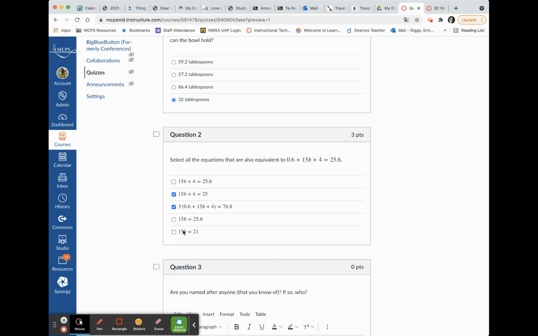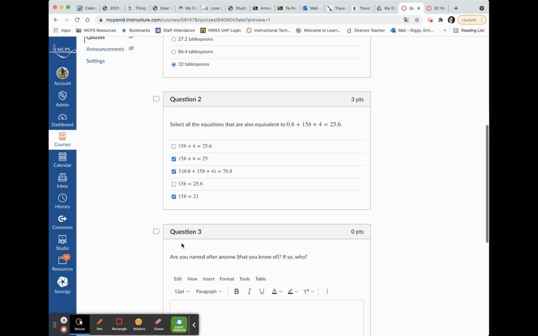But the last one, again, it looks like 4.6 has been subtracted from the left, the 4 and the 0.6. And on the right, if I subtract 4.6, I do in fact have 21. So that one is an equivalent equation.